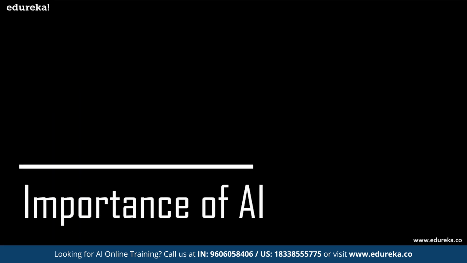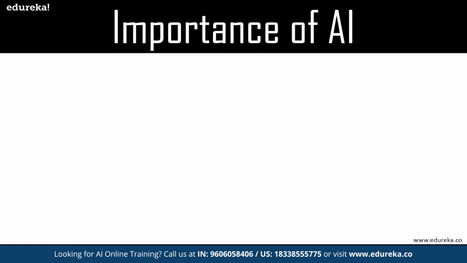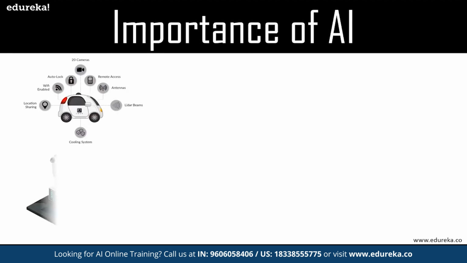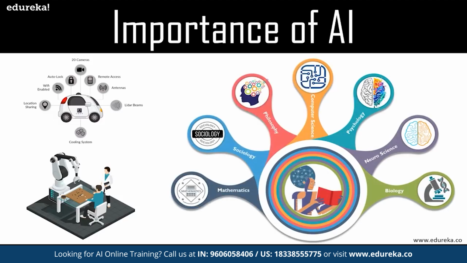Now, let's have a look at the importance of artificial intelligence. So, AI has made it possible for machines to learn from experience and grow to perform human-like tasks. A lot of flashy examples of artificial intelligence you hear about, like self-driving cars and chess-playing computers, rely heavily on deep learning and natural language processing. Now, using these technologies, computers can be trained to accomplish specific tasks by processing large amounts of data and recognizing patterns in that data. Now, there are a lot of areas which contribute to artificial intelligence, which are namely mathematics, sociology, philosophy, computer science, psychology, neuroscience, and biology.